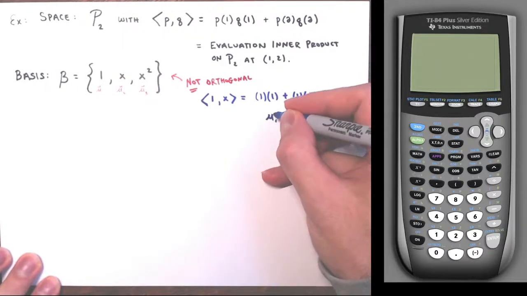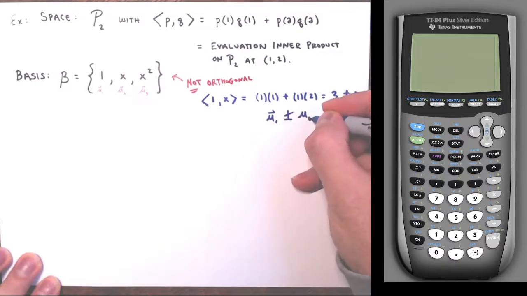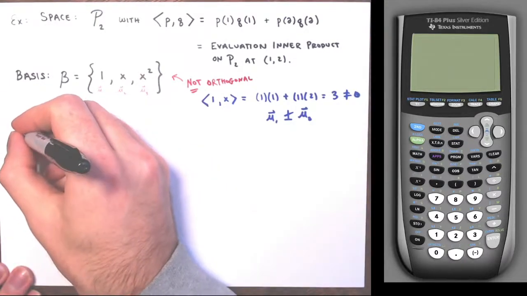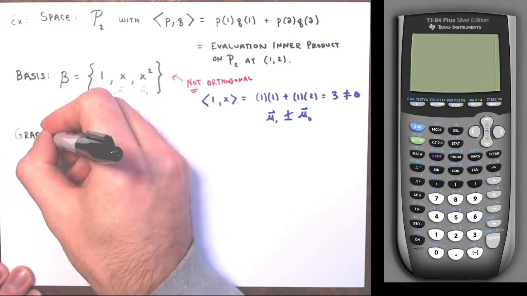So u1 is not orthogonal to u2, because their inner product isn't 0. Now under other inner products they may be orthogonal, but under this particular inner product they are not. So that's why I keep saying, and you've heard me say it in other videos, pay attention to how the inner product is defined. All right, well since I can see that this is not an orthogonal set, not an orthogonal basis for P2, let's use the Gram-Schmidt process to find an orthogonal basis. Gram-Schmidt.